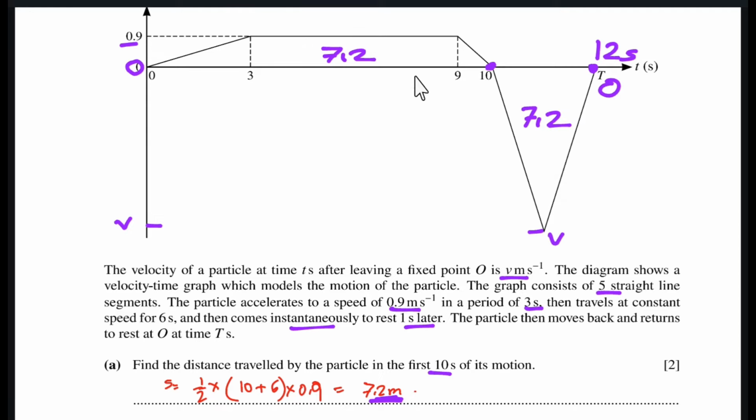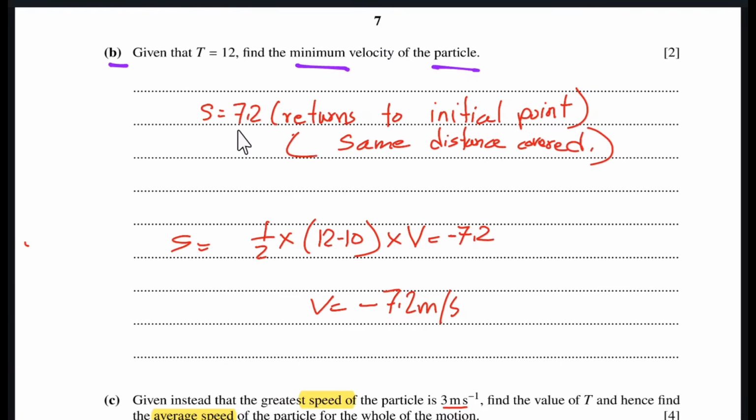That means the total displacement is 0, but for this area the displacement is 7.2, and we know the value of time. We need to find the value of v. So the area under the velocity-time graph is the displacement, that is 7.2. The area is half into base into height, where the base is 12 minus 10 and the height is v. After calculating, we get the value of v as negative 7.2. This implies that the velocity is negative.